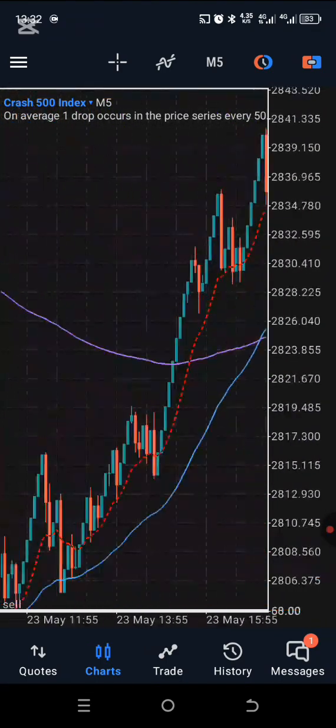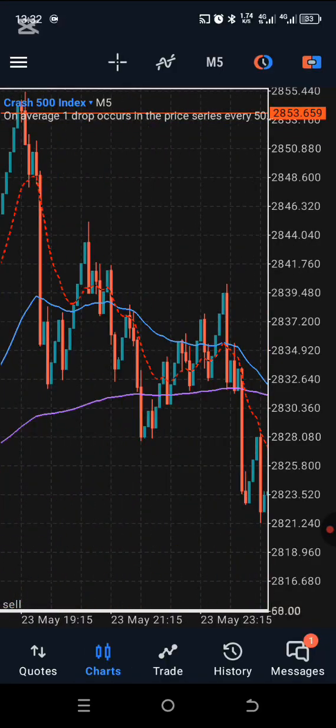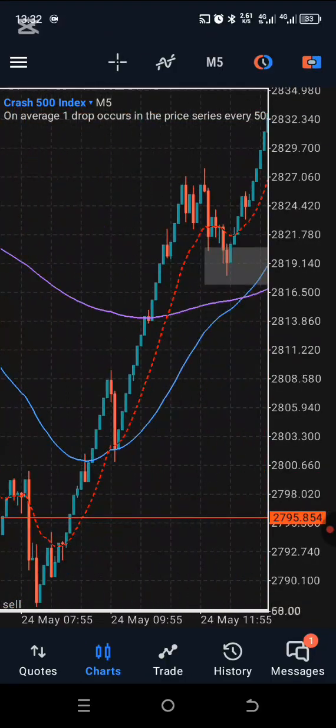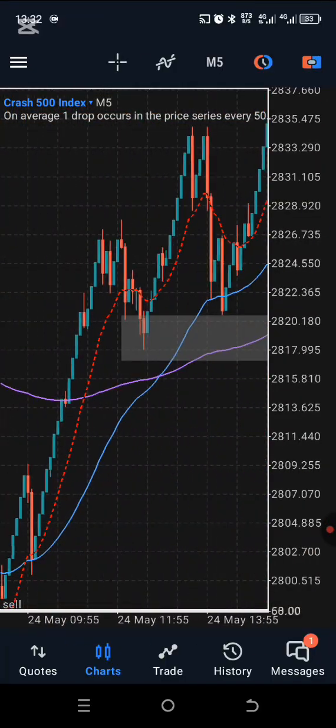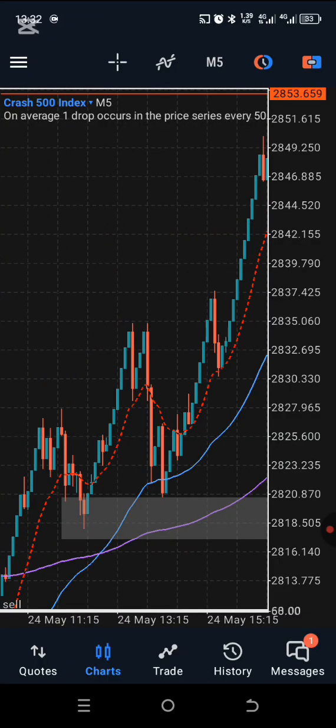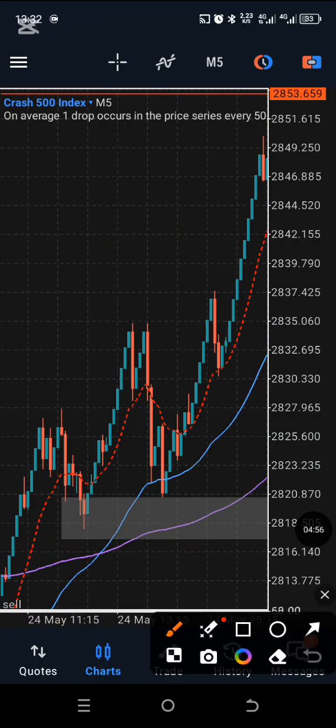So this strategy works both for spikes and for trading ticks. I've shown you an example for spikes, so let me show you an example for ticks. We've got another perfect example over here.